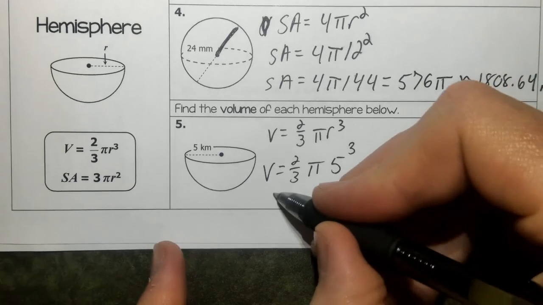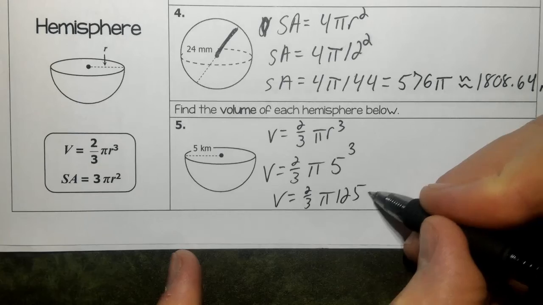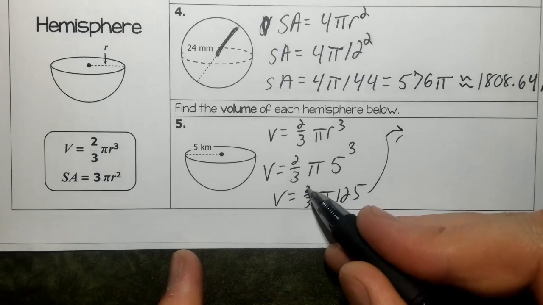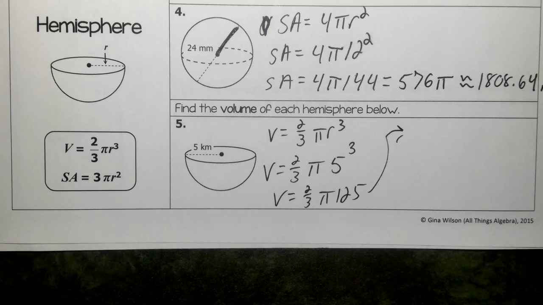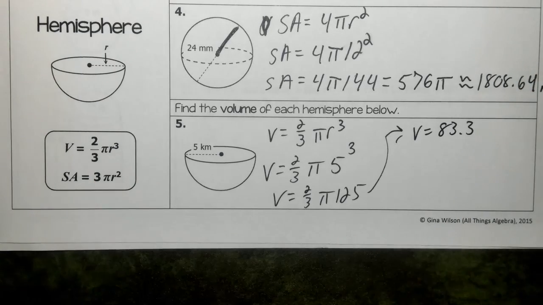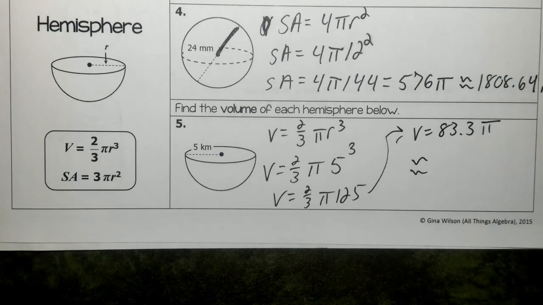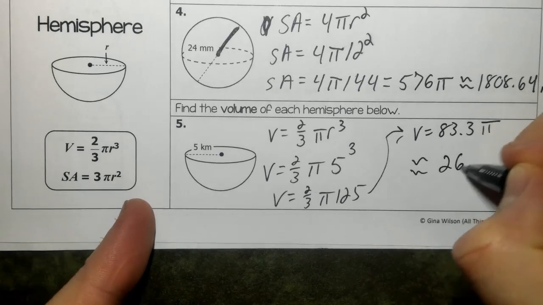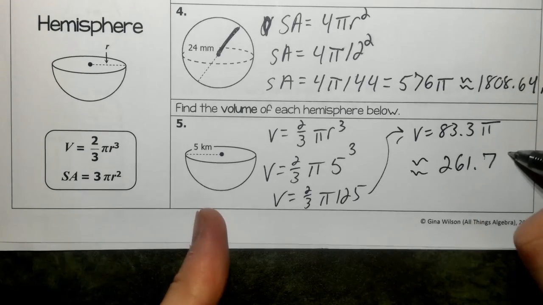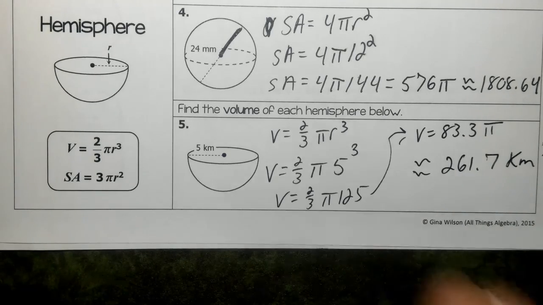Okay, so 2/3 of pi times 125. Now, again, this would mean times 2 divided by 3. So 125 times 2 divided by 3. I got 83.3 repeating, so we'll just round it to that. Pi times 3.14. So I have approximately 261.7 kilometers cubed. Okay, so it's just using a little bit different formula.